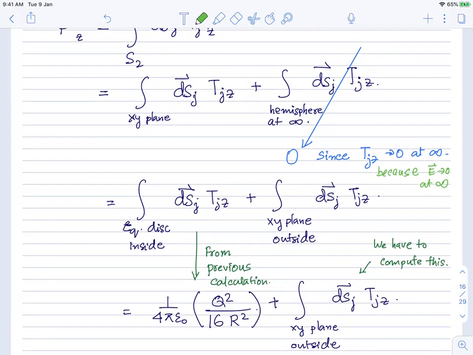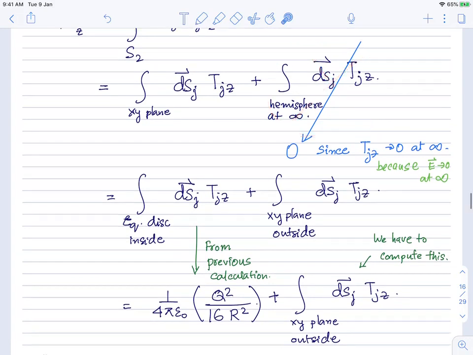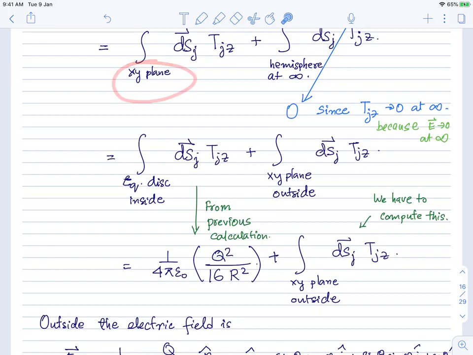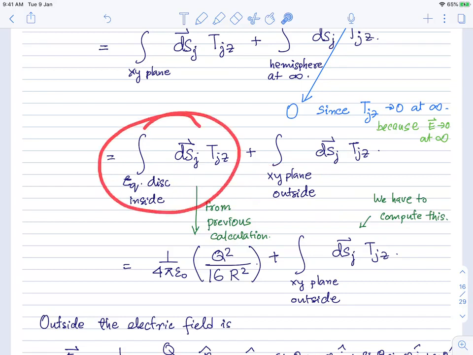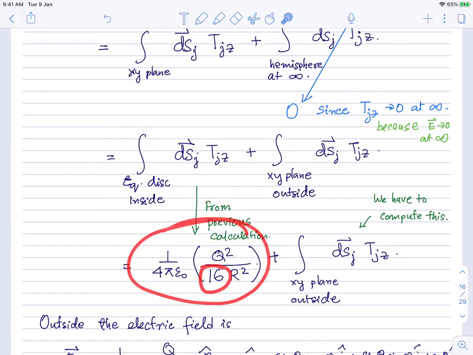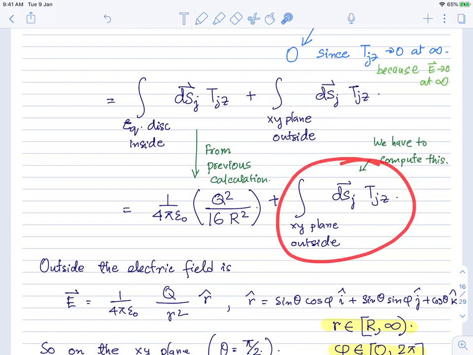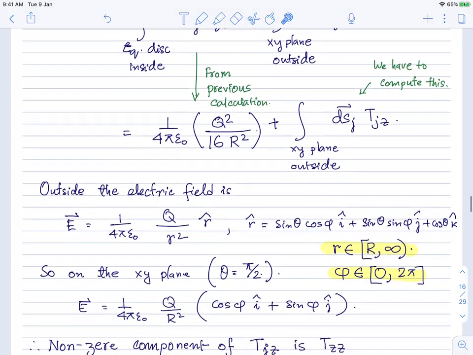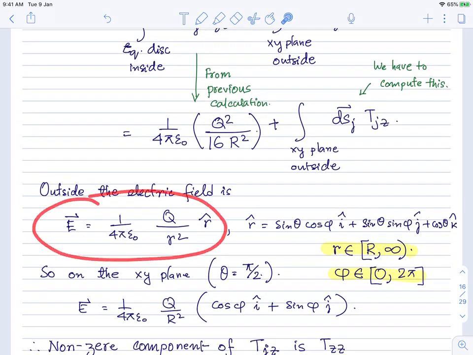So now once this term vanishes, we don't need to worry about the hemisphere at infinity. The xy plane itself has two parts. One is this equatorial disk inside, and the other is the xy plane outside. Okay, so this calculation we have just done in the previous take, and this was the result, with the 1/16 factor. And now we have to find this, which is the xy plane outside. Because it is the xy plane outside, we use the expression for the electric field outside.